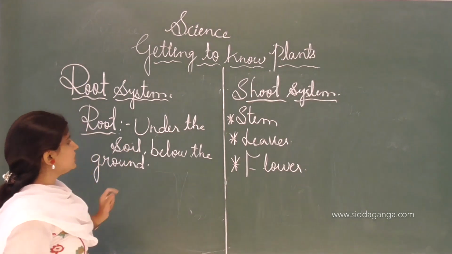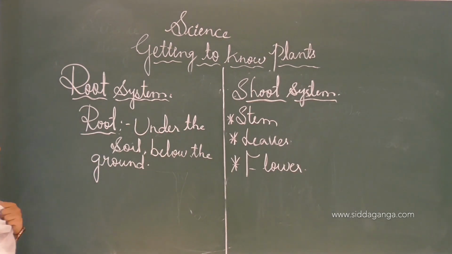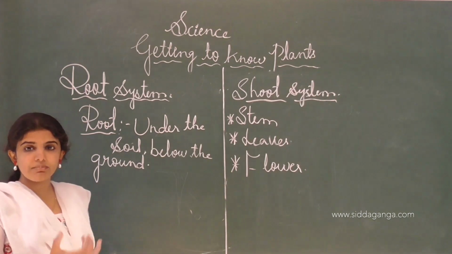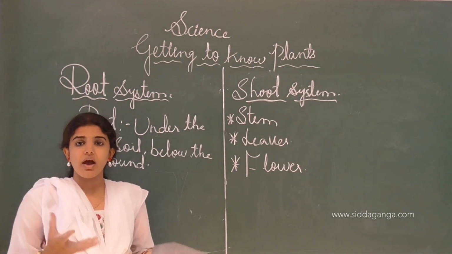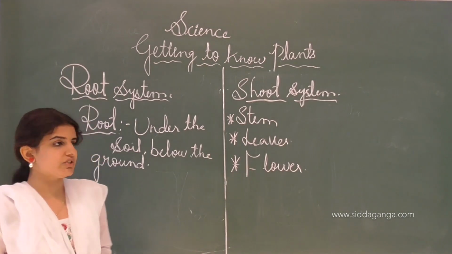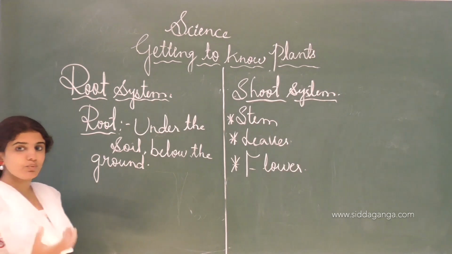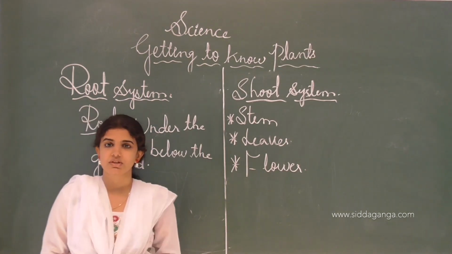This root is usually present under the soil, below the ground, and it fixes the plant in an erect position so that it will stand in a vertical position. See, the root helps plants to stand in a vertical direction, in an erect position.